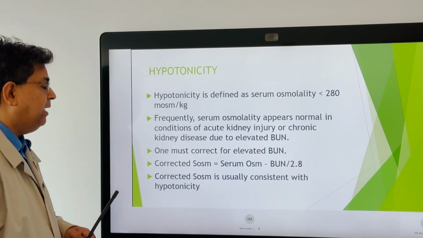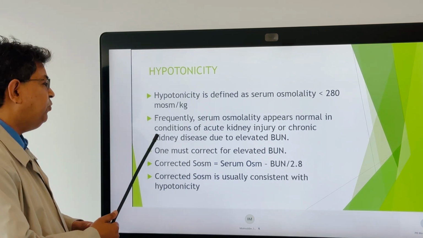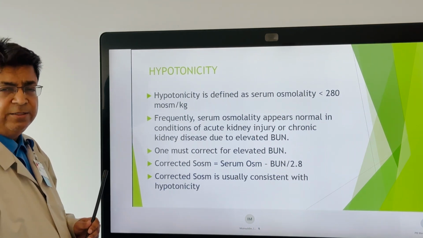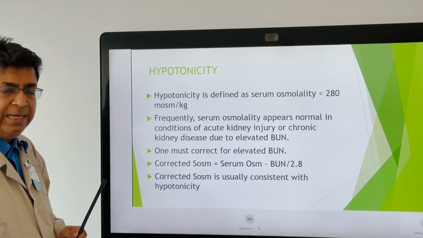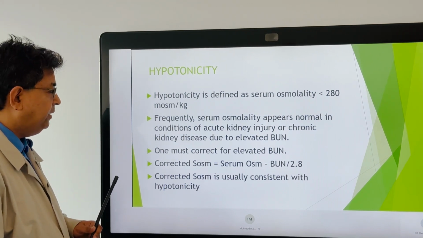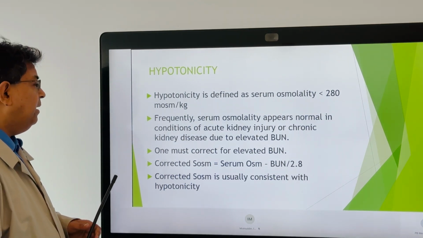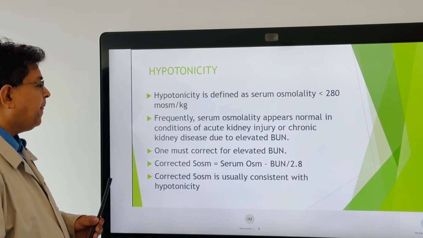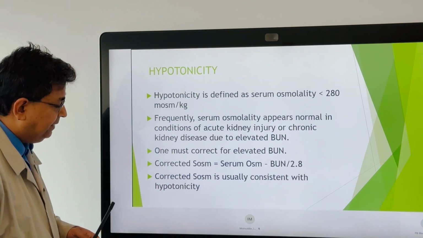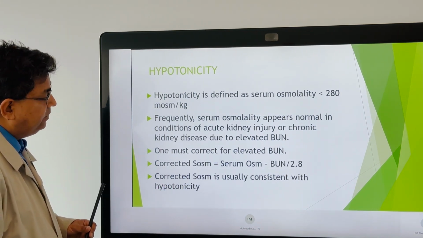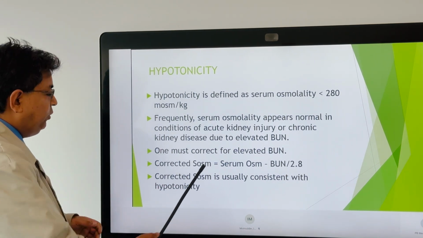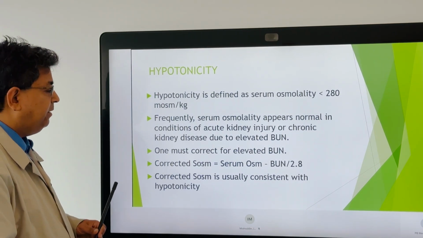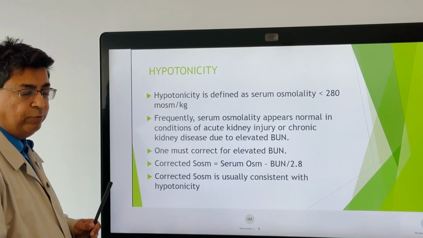This can be in the condition of acute kidney injury, chronic kidney disease, any clinical setting in which the BUN is elevated can result in an osmolality which appears normal. One must correct for elevated BUN. You should divide the BUN by 2.8 and subtract from the serum osmolality. The corrected serum osmolality is usually consistent with hypotonicity.